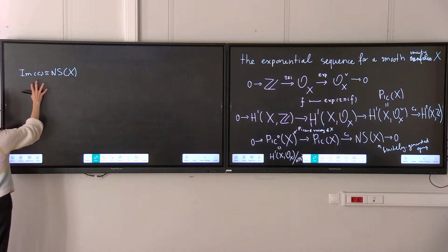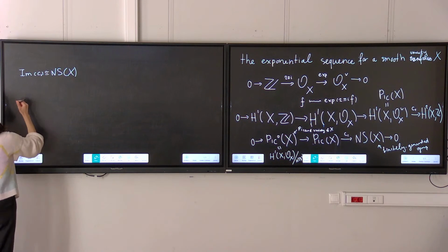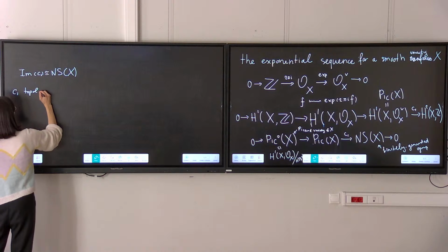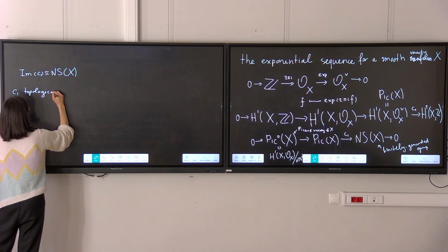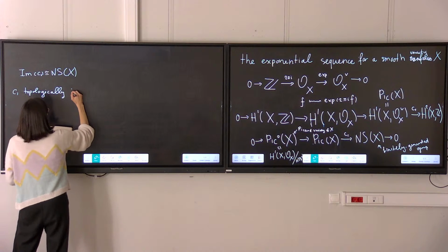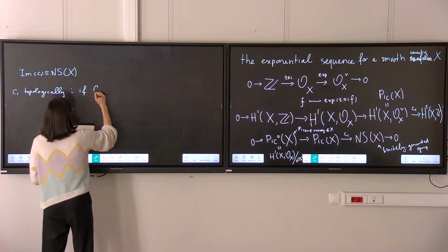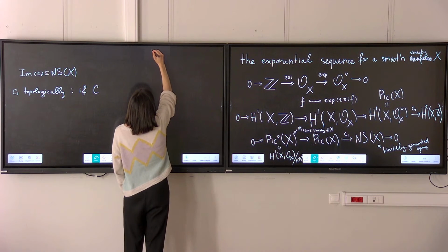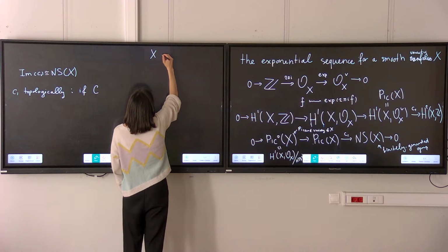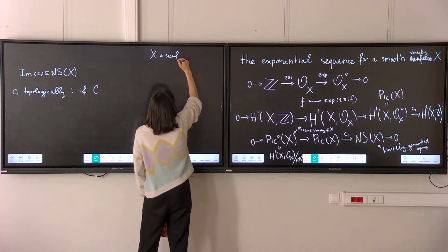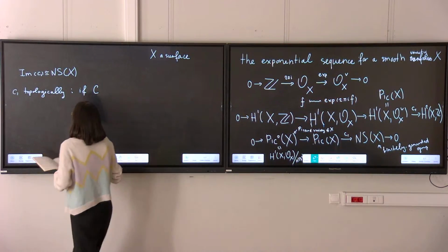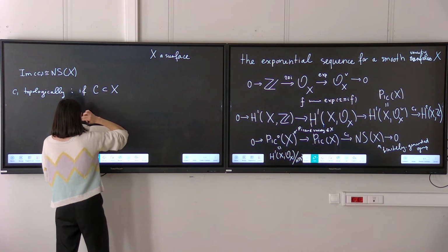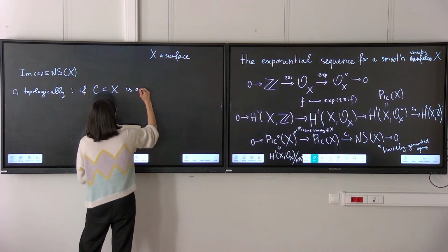And now let me explain this thing. So what is C1 topologically? Let me explain for X a surface. What is it topologically? So suppose that C is an irreducible curve, a smooth curve.